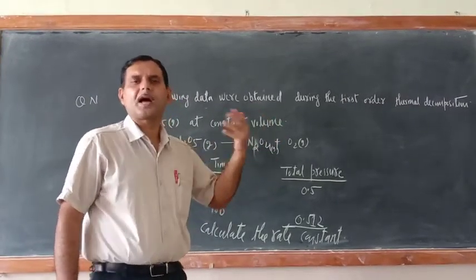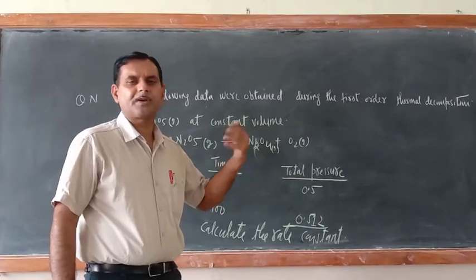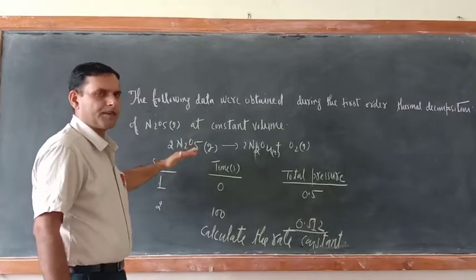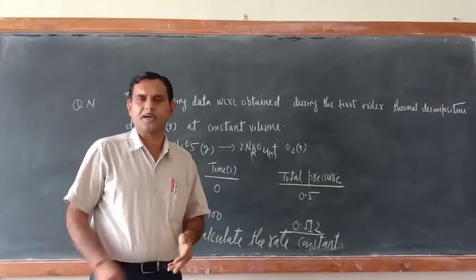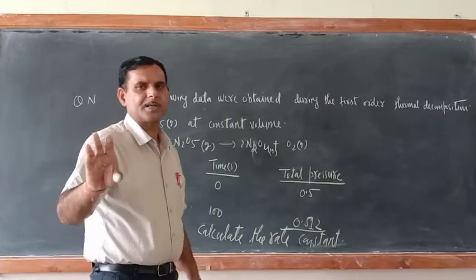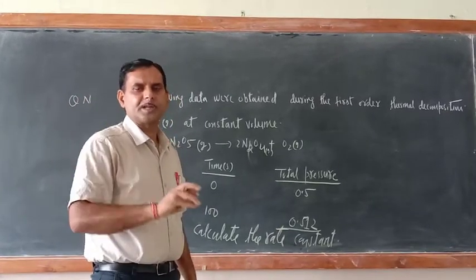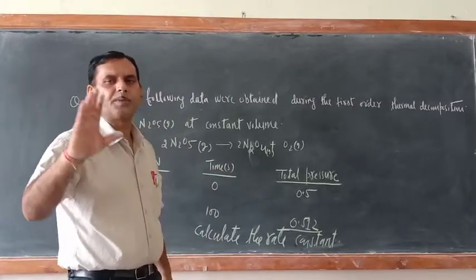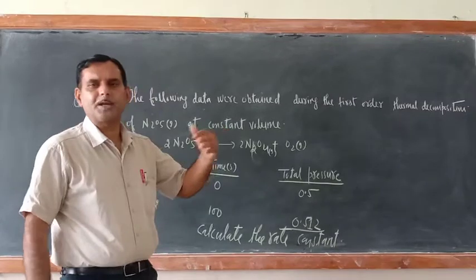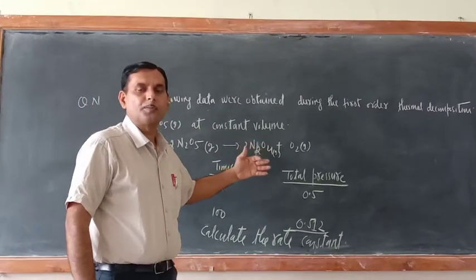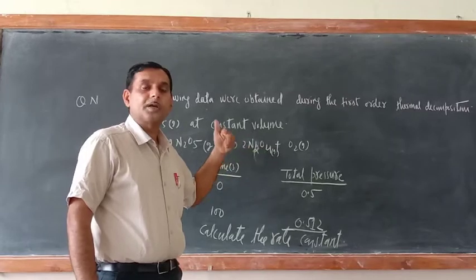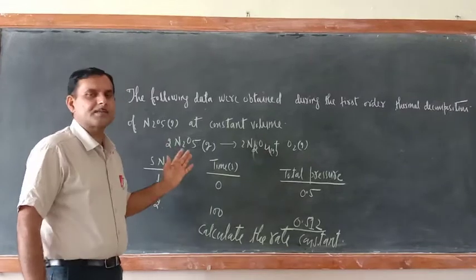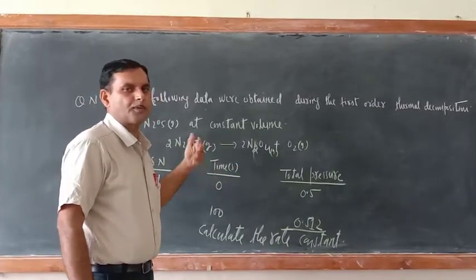Now some of the numerical I will solve which is based on the half-life period for the zero order reaction and first order reaction. So just be prepared because numericals are equally important, and there are certain units in chemistry like solution, electrochemistry and chemical kinetics. Mostly here numerical will be asked. So 10 to 15 marks numerical will be there. So those numericals should also be practiced. So keeping in mind the importance of these numericals, I will solve some of the numericals. Please you also practice hard.